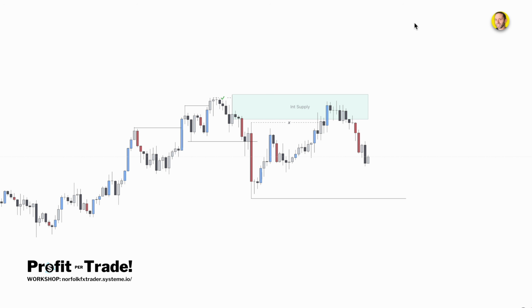Now you can either look to just trade this, enter off that zone, and look to run the weak low, or you can do what we class as that confirmation of the reversal out. How would we do the confirmation?